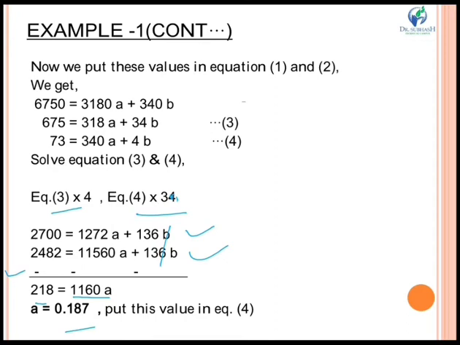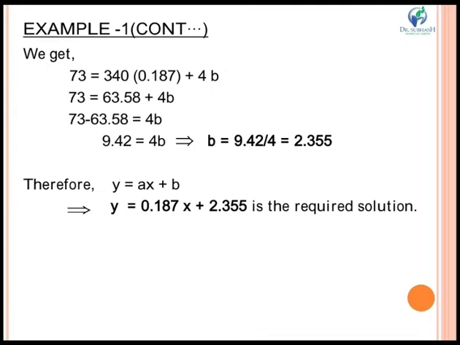0.187. And I will put this value of a in equation 4. So I get 73 equal to 340 into 0.187 plus 4b. On simplifying this, I will multiply these two terms and take it to the other side. So I get 9.42 equal to 4b. This implies b equal to 9.42 divided by 4, which is equal to 2.355. Now I am here with the values of a and b.